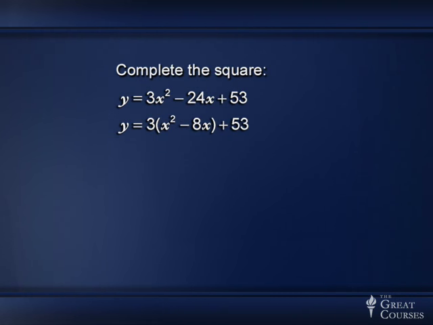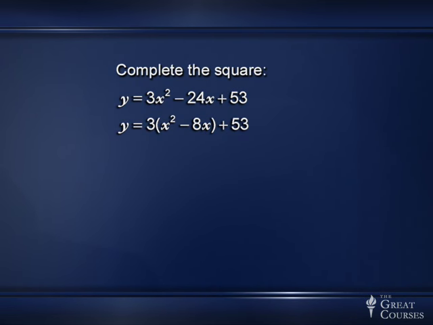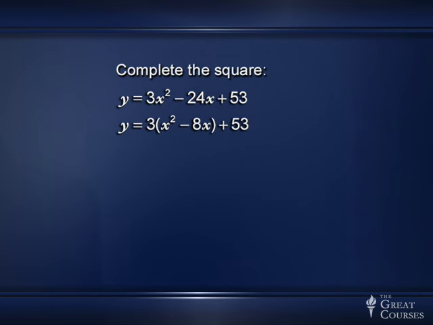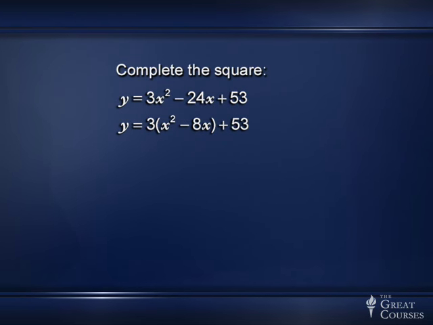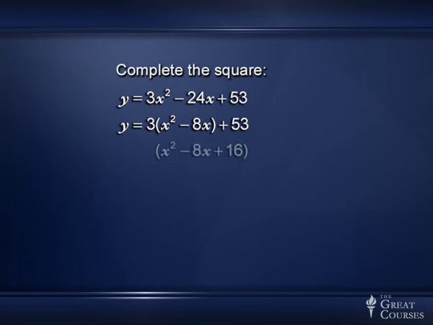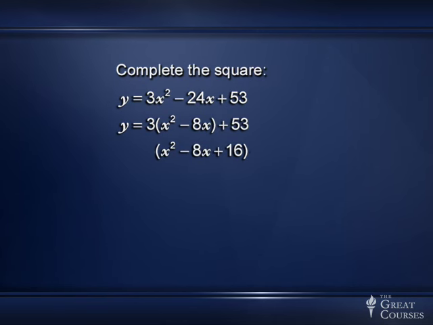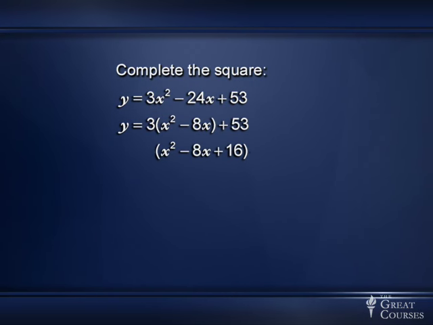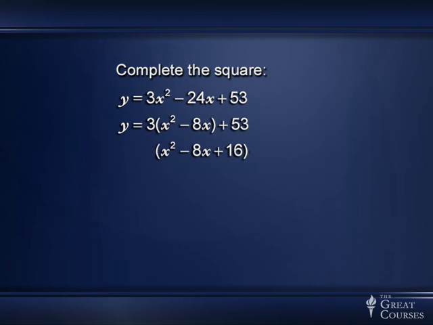Now, I only want to focus my attention on the x squared minus 8x. In fact, if you want to put a hand over the 53 and a hand over that extra 3 and not look at them at all, that's fine by me. Just focus on the x squared minus 8x. What would I have to add to x squared minus 8x in order to make that a perfect square? Well, I would divide the 8 by 2 and get 4. I would square the 4 and get 16. So I want to add a 16 into the parentheses there so that I have x squared minus 8x plus 16 inside the parentheses.